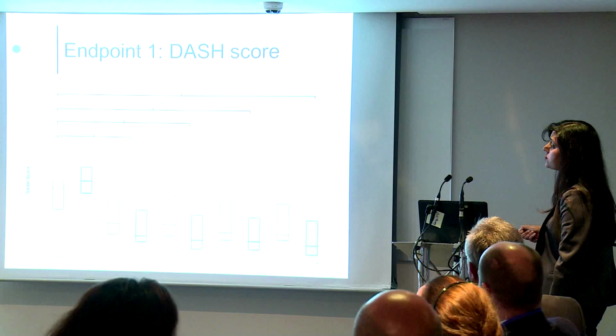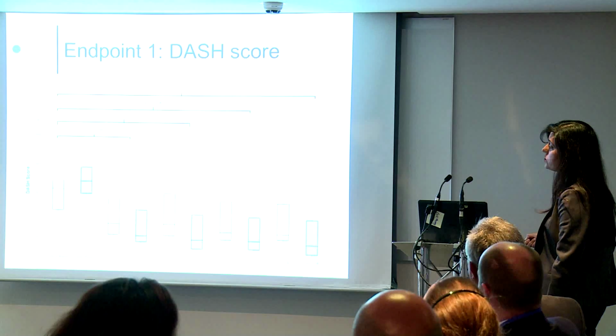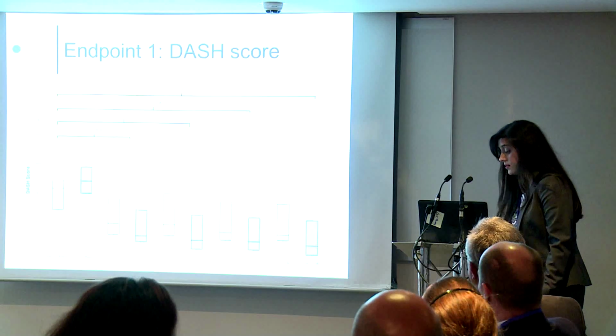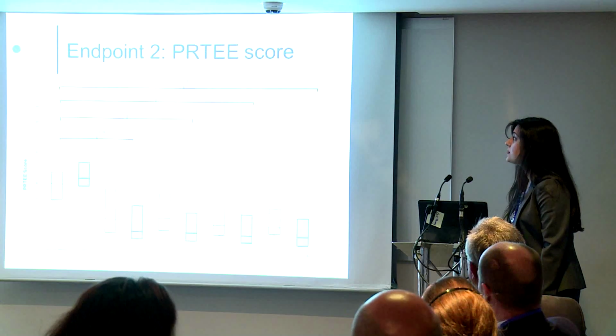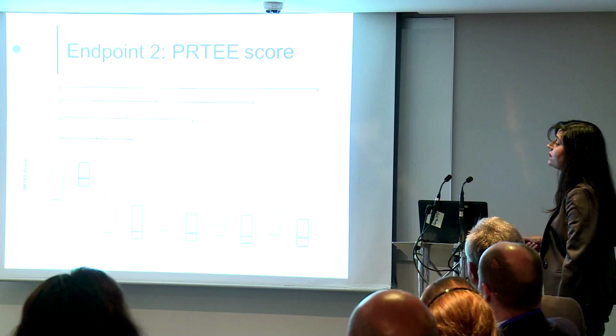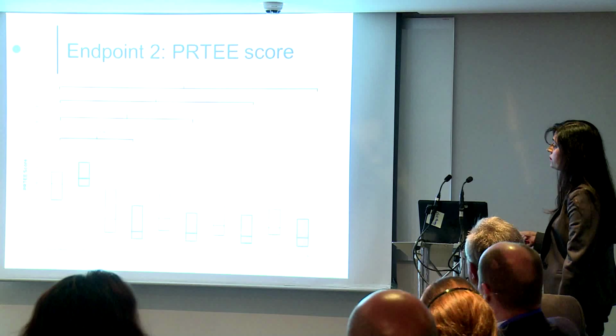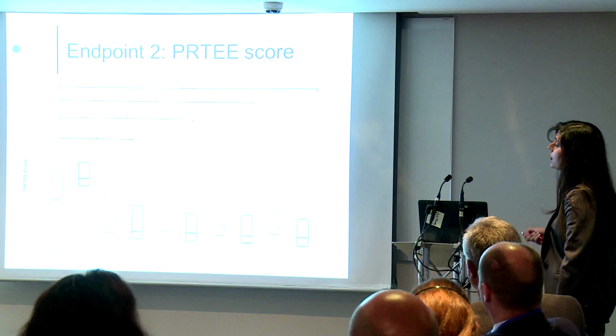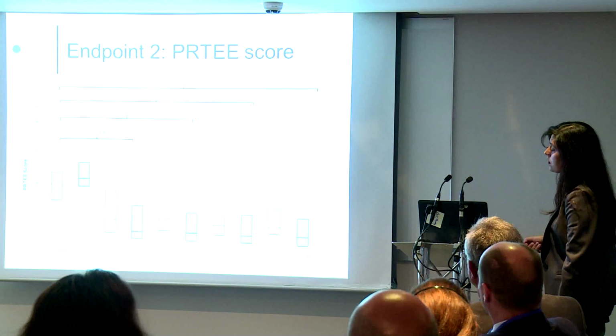The p-values are comparators of control and Tendoncel at baseline. So there was a statistical difference. The second endpoint was the PRTEE score, and again, very similar results were seen all the way to follow-up. There was a decrease in score values.